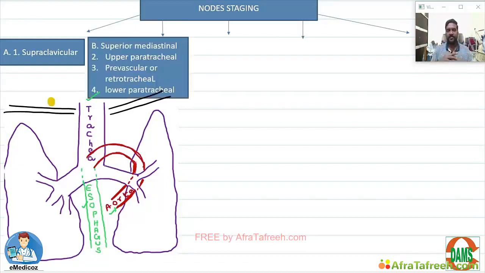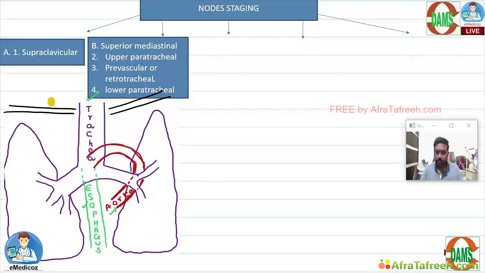Then the next important group we have is superior mediastinal. These numbers 1, 2, 3, 4 are standard numbers that we give to the lymph nodes based on the area they are involved. The first category we have seen is supraclavicular. The next category is superior mediastinal. Within the superior mediastinal we have upper paratracheal.